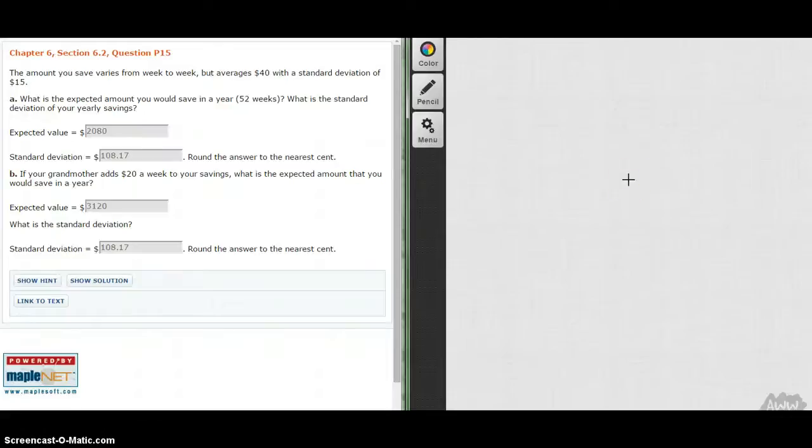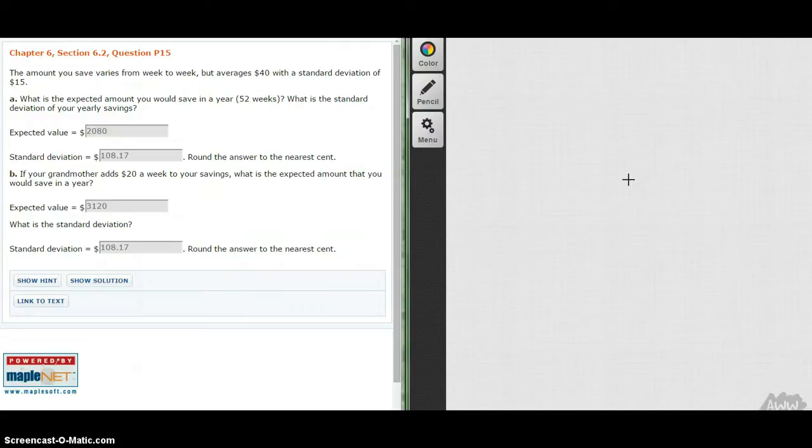Okay, here we're getting into some very important links between probability and statistics. This is section 6.2, question P15, and we have the amount we're saving, $40 roughly per week, but there's some variation here. So a standard deviation of $15 per week, and we're going to assume that this is independent from week to week. So if we save more one week, it's not necessarily going to affect what we're saving the next week.